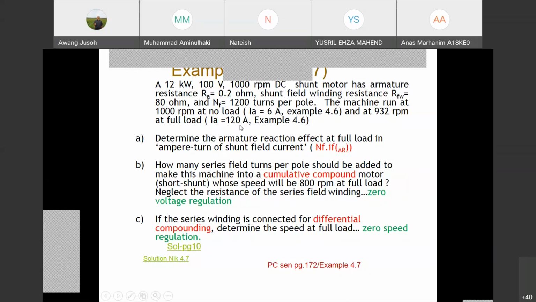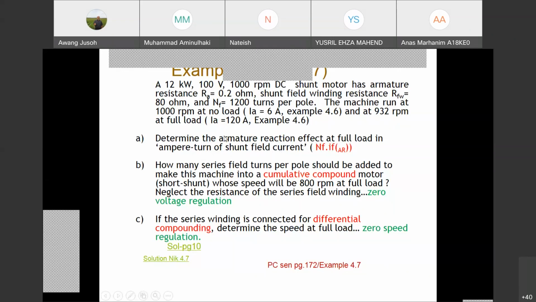I think this one we get from the previous example, example 4.6. No load current 6 amp, the speed 1000 rpm just now, and then at speed 932, which we calculated just now, represents the current equal to 120 ampere. Determine the armature reaction effect at full load in ampere turns of shunt field.